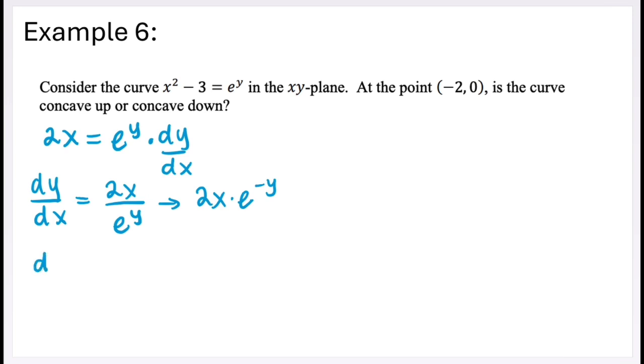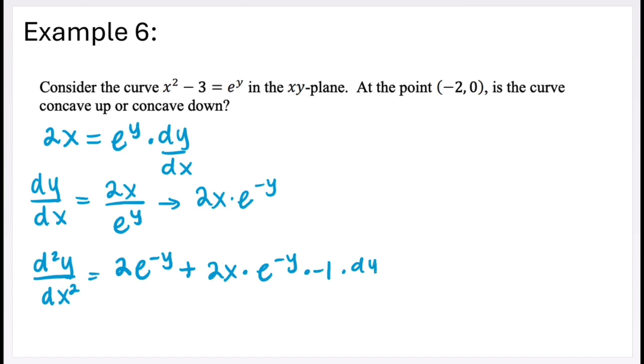And then I'm going to work on finding the second derivative. So d2y over dx squared is going to equal 2 e to the -y plus 2x times e to the -y times -1 times dy over dx. Now, I'm going to have to do a little bit of work to simplify this down to see whether this thing's going to be positive or negative. So I am going to change the way this looks a little bit, and then I'm also going to substitute this back in for this right here.